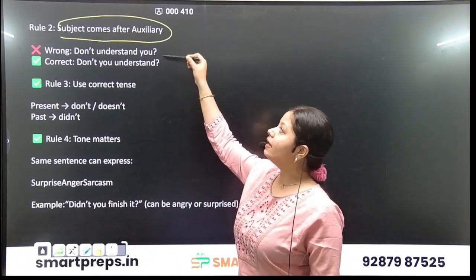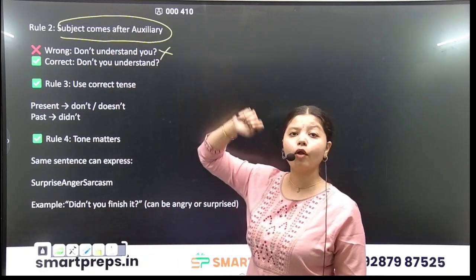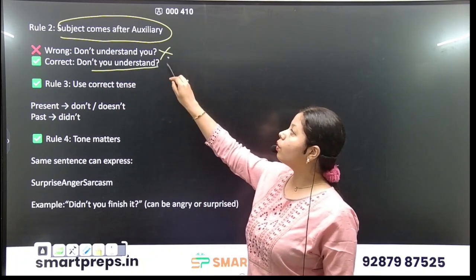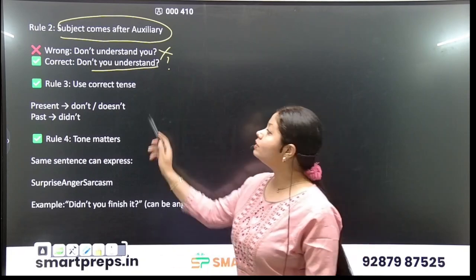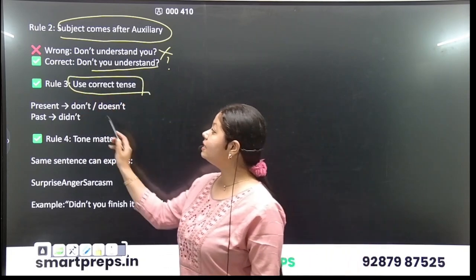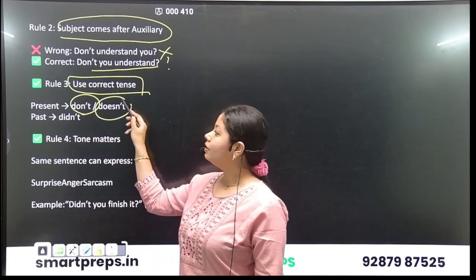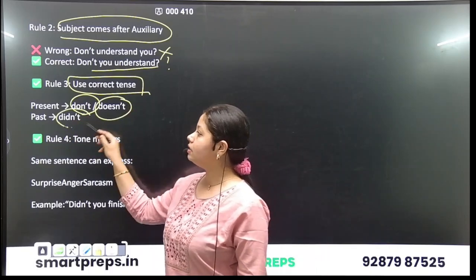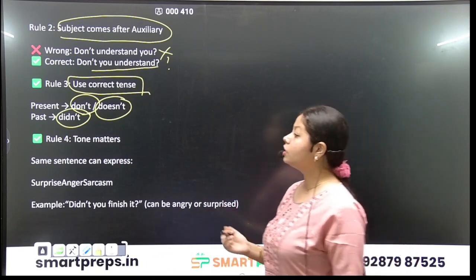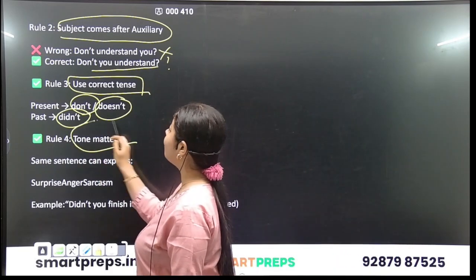Now just check this sentence. "Don't understand you." So this is a grammatically wrong sentence. How will we say? "Don't you understand?" Question mark. Okay. Use correct tense. Present: don't, doesn't. Past: didn't. Rule 4 is tone matters.